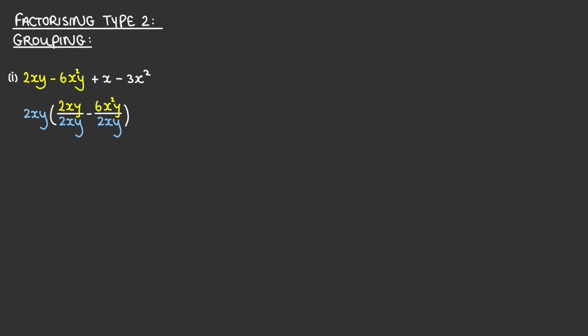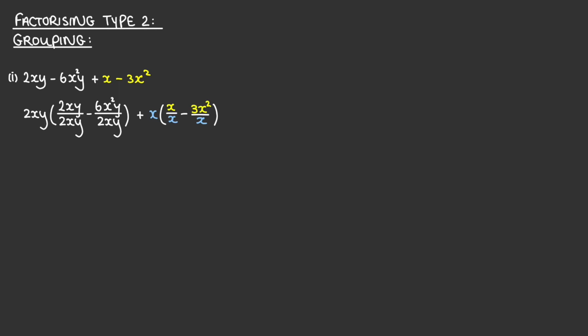Grouping is very similar as it works with the same principles as taking out common terms. There's just some extra steps involved. Now looking at the second half of the expression, x minus 3x squared, we can take the highest common factor, x, outside of the expression and then divide each term of the expression by the highest common factor.